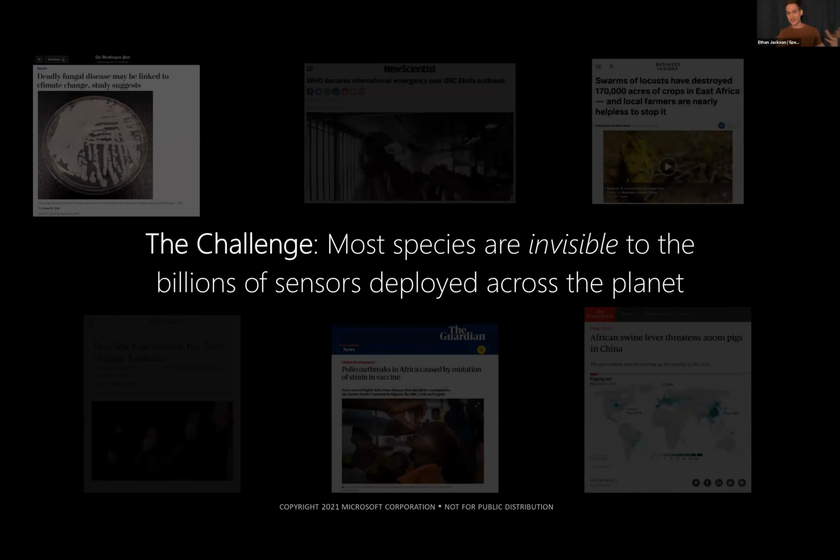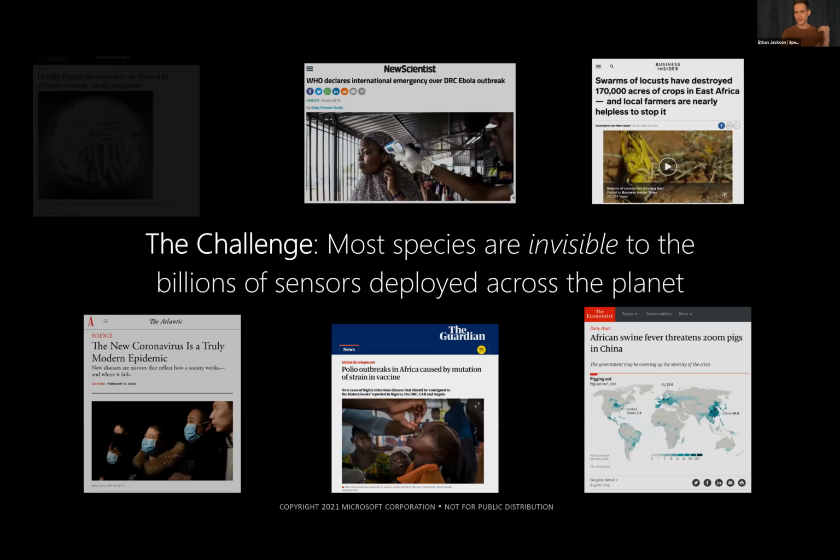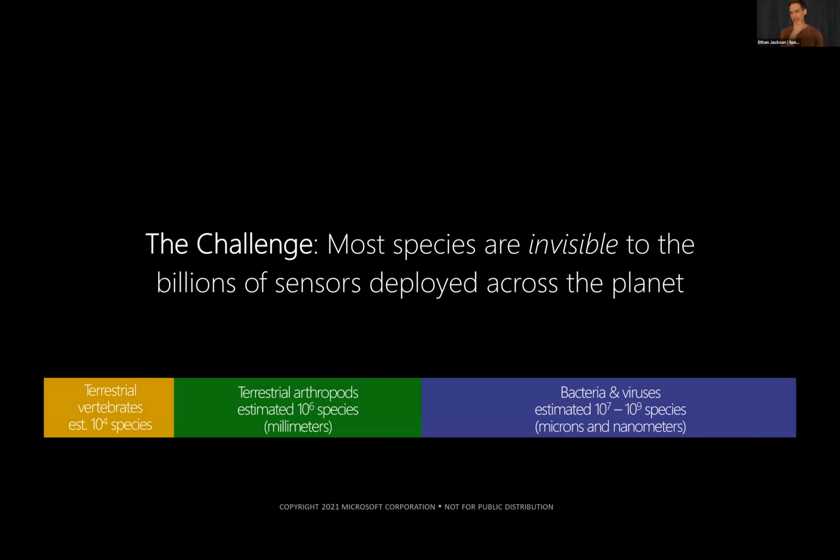The challenge as an engineer is that most species are invisible to the billions of sensors deployed across our planet. It's pretty incredible from the engineering point of view to think that as a species, we have successfully deployed billions of sensors that are able to detect all sorts of things. But from the perspective of the biome, most life is invisible to these sensors. And the bar chart below shows the reason why. Most animal species are arthropods, about 10 to the 6 species, millimeters in size. And most species are bacteria and viruses, microns and nanometers in size, estimated at hundreds of millions to billions of species. Nobody quite knows for sure.